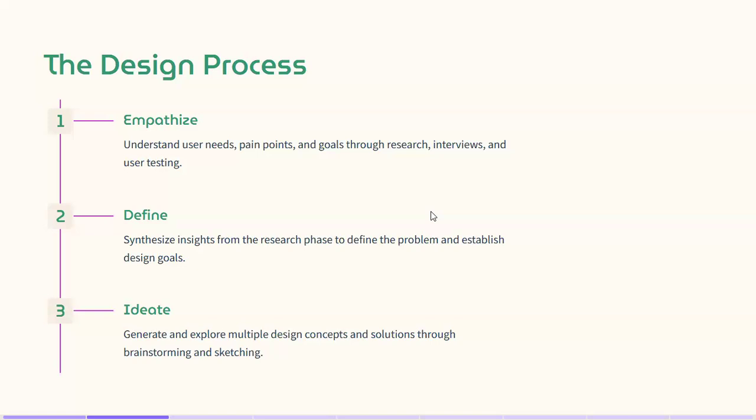Then you define a possible solution for such a problem that you have empathized with. So you synthesize an insight from the research phase, and when you have established the problem, you create your design goals. You define your design goals. After that, we ideate. In the ideation stage, we generate multiple designs.